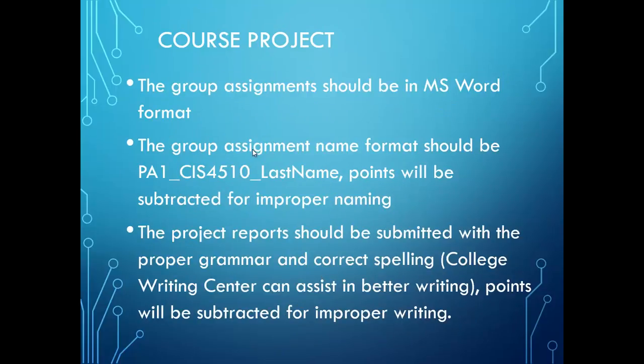The group assignments should be in Microsoft Word format. PDF format is allowed but not preferred. The group assignment naming format should be PA1 or PA2 or PA3, underscore, 4510, underscore, your last name. Points will be deducted for improper naming format. The project reports should be submitted with proper grammar and correct spelling. We have resources in the college to assist you in the writing process if you need.